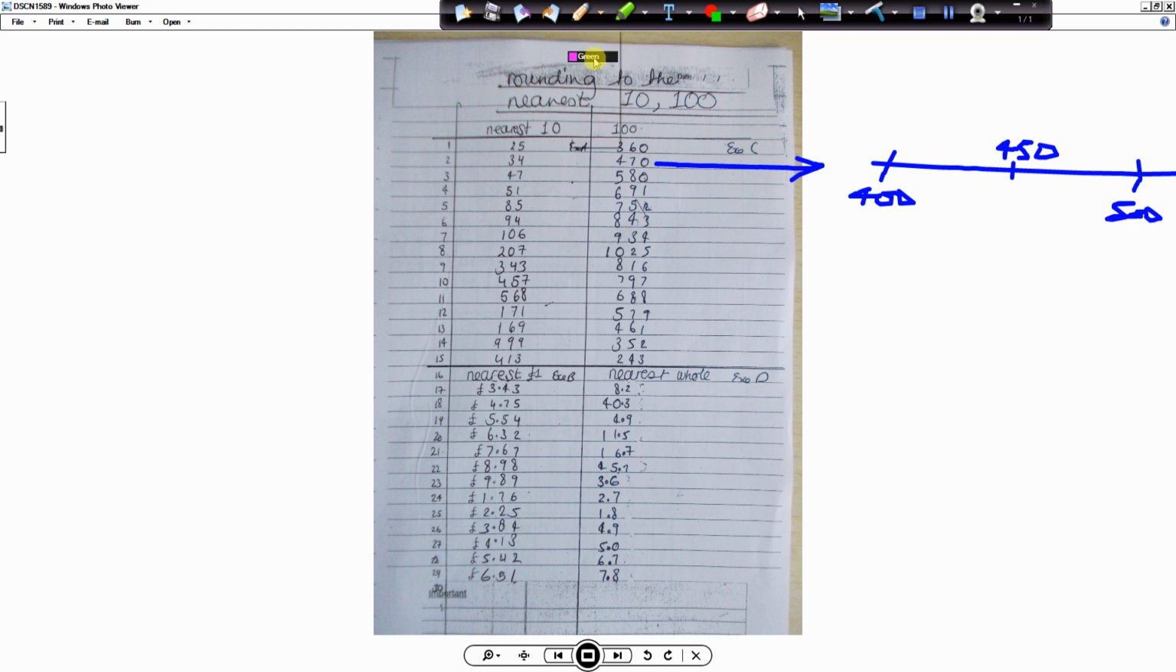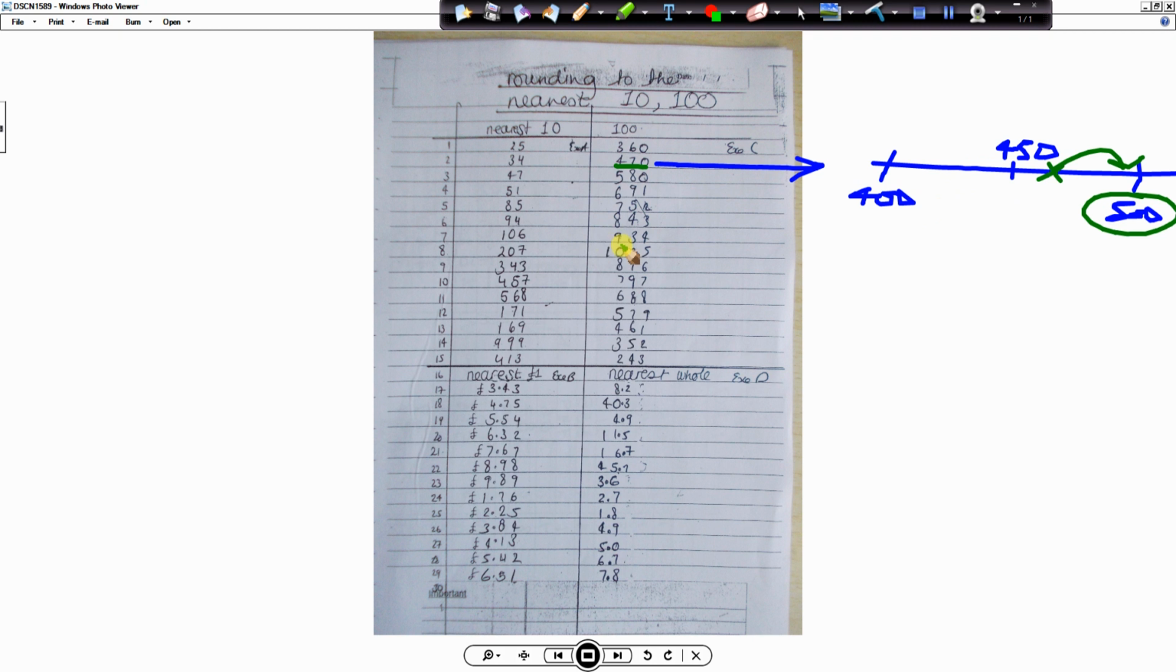We get a different color now. 470 is roundabout there. So is this cross closer to 400 or closer to 500? So the answer for that one is 500. 470, if you round that to the nearest 100, is closer to 500 than to 400. As long as it's over the 450 mark, 450 or more, then we round it up.